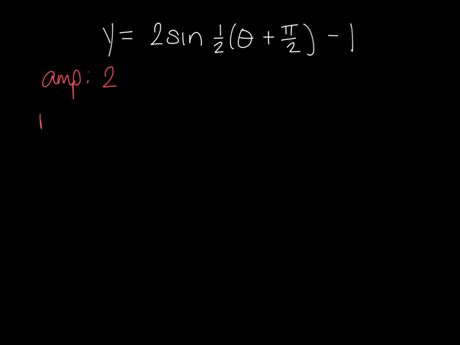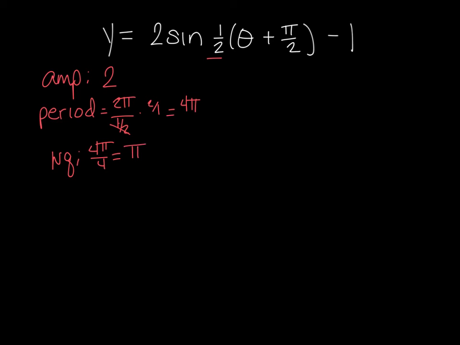Okay, then we have the period. And the period is where we take 2 pi divided by the number in front of theta, so divided by 1/2, which means I'm going to multiply by the reciprocal. And so then I get 4 pi, which means my width of my quarters, remember, I'm going to take the period and divide it by 4, so the width of my quarters is pi. So that kind of is nice.